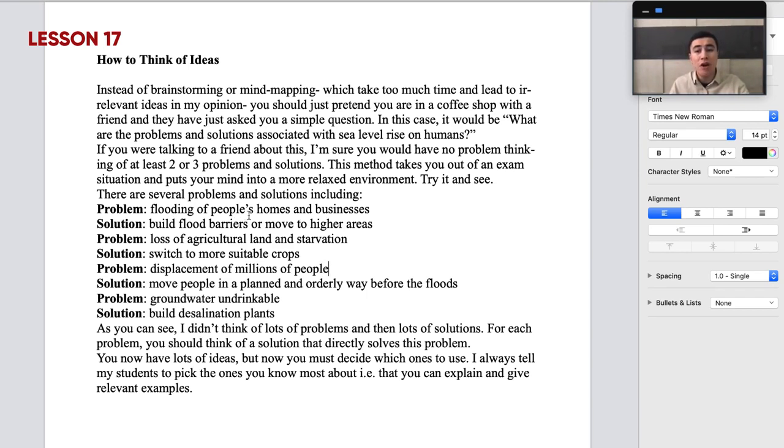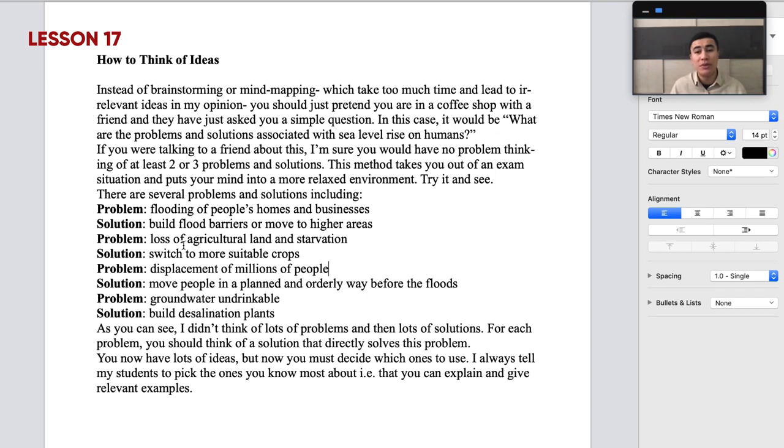Okay, first, flooding of people's homes and businesses. Okay, this is the first problem regarding sea level rise on humans, and what is the solution? Build flood barriers or move to higher areas. So, next problem, loss of agricultural land and starvation. So, the solution is going to be switch to more suitable crops. Okay, next problem, displacement of millions of people. Okay, solution, move people in a planned and orderly way before the floods.